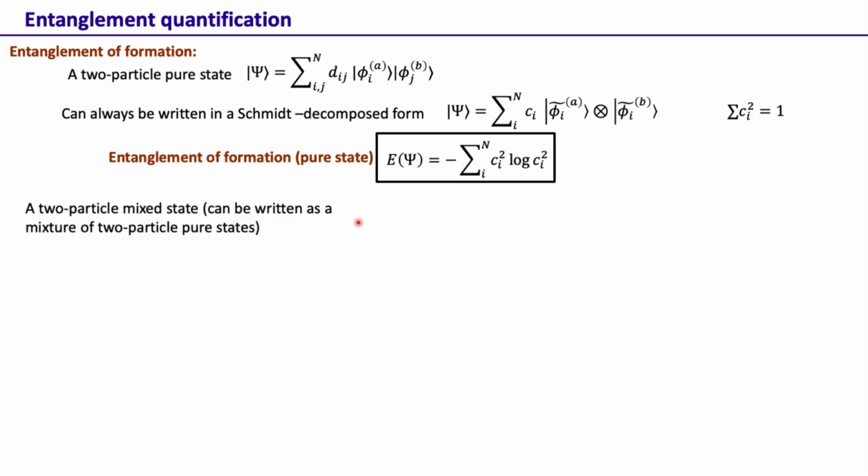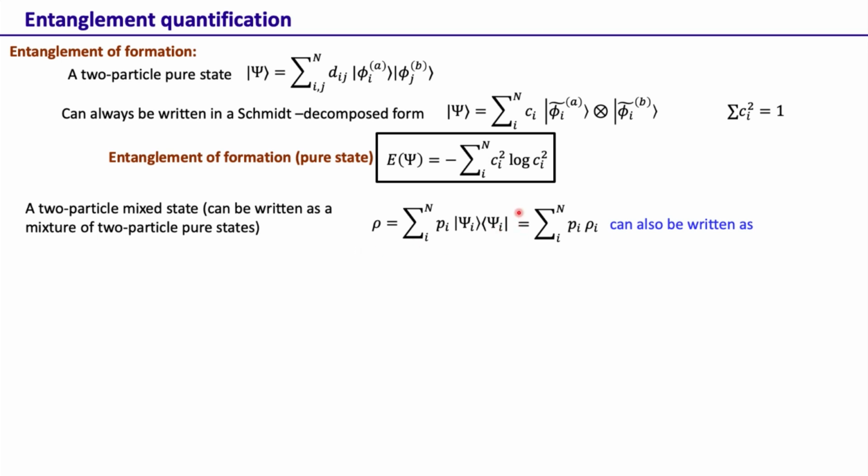But now let's look at how we do it for the entanglement of formation of a mixed state. We recognize that a two particle mixed state can always be written as a mixture of two particle pure states, in n dimensional space, and that is a unique representation in the sense of diagonalization. Again, these different psi i's are orthogonal to each other.